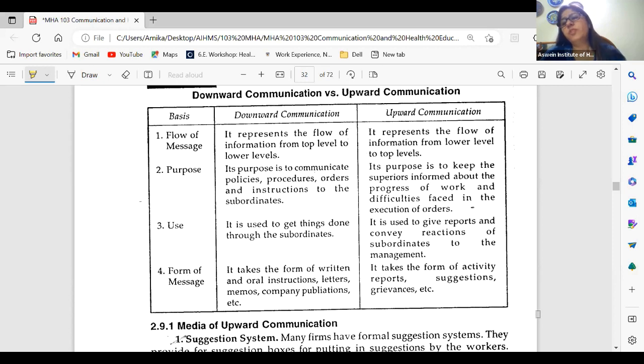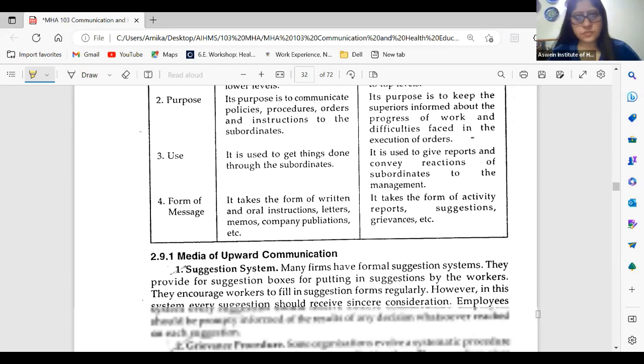Whereas when we talk about upward, what lower management can share with their top management are their challenges, limitations, if they are finding any difficulties. And sometimes it can be certain grievances which they have, or some suggestions if they have in their mind. So these are a few of the major differences between downward and upward communication.